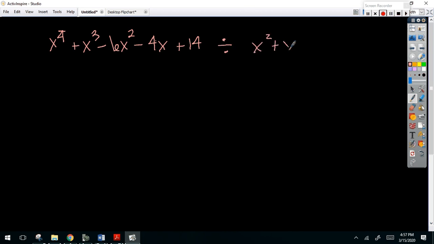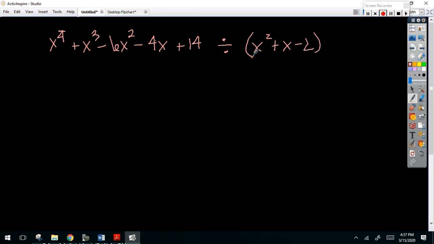All right. Let's do a good one. Let's do x to the 4th plus x cubed minus 6x squared minus 4x plus 14 divided by x squared plus x minus 2.